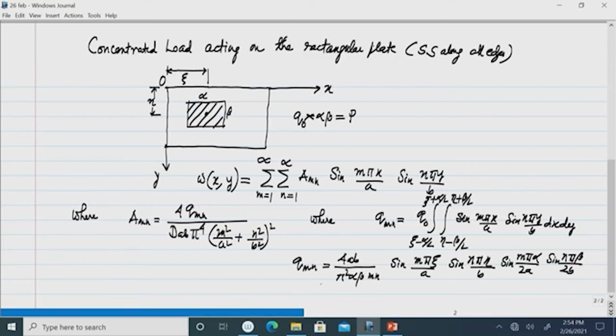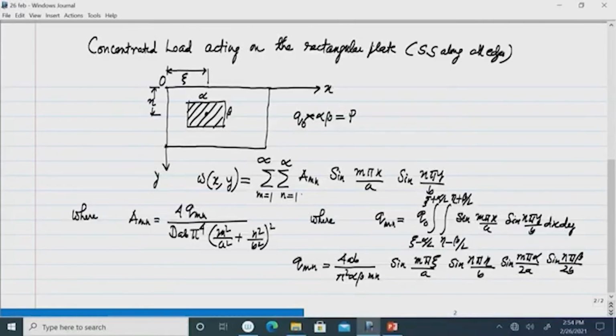Only Q_mn is of concern, because Q_mn carries the variables which are the location of the load and the extent of the load. So, if I take the limit of Q_mn as alpha and beta tend to 0, then we will be able to find the appropriate value of Q_mn and hence A_mn that have to be substituted in the expression for W to get the deflected surface of the plate. Now let us see how we can find the limit.